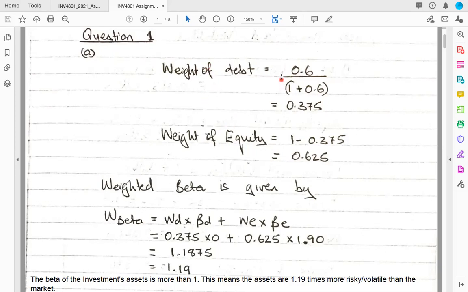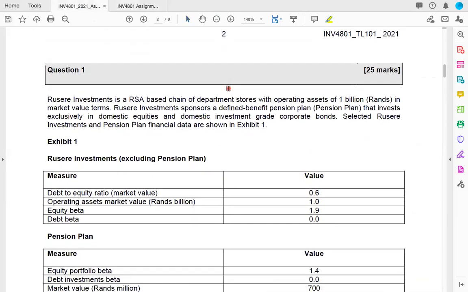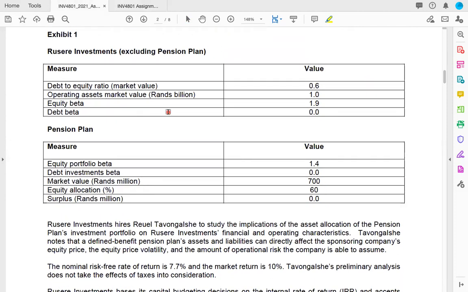And then once we've determined the percentage of our funds which are invested in investment grade corporate bonds and the percentage of our funds which are invested in equity, right? Let's actually see, is that what they said about the investable assets? Let me just confirm. Yeah. Okay. Let's see. It's a chain of department stores, sponsors a defined benefit, okay, this is the defined benefit pension plan. Okay. Here we're still looking at the capital structure.